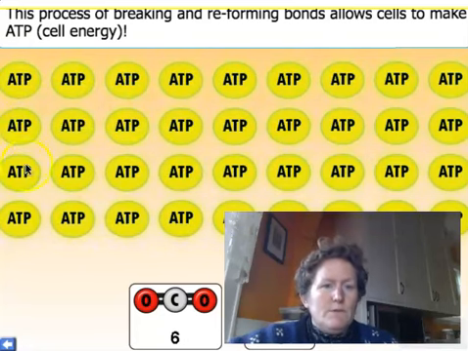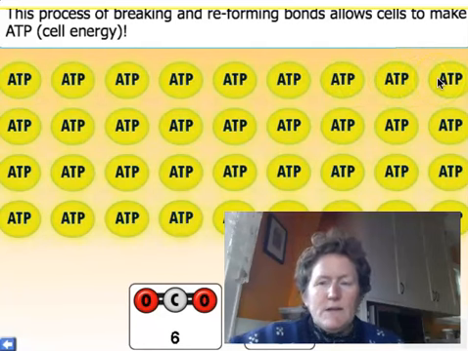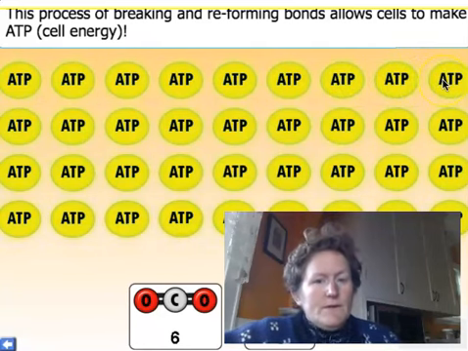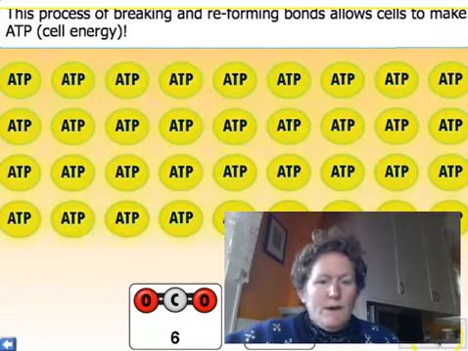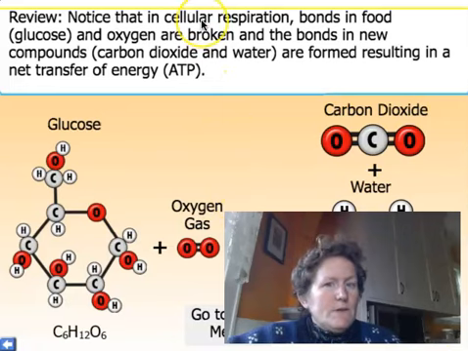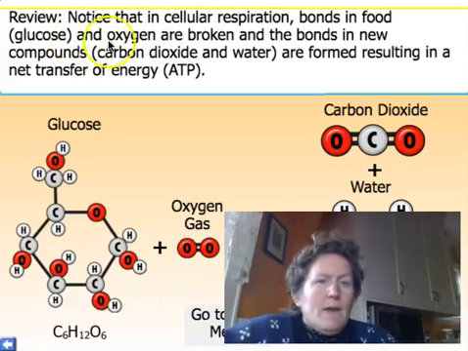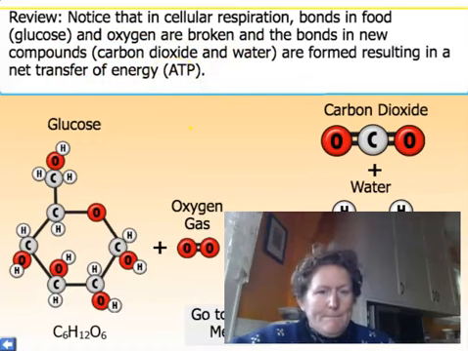Let's count here. 1, 2, 3, 4 rows times 1, 2, 3, 4, 5, 6, 7, 8, 9. What's 9 times 4? 36. 36 ATPs from this reaction. Glucose is a pretty powerful molecule at storing energy. So notice in cellular respiration, bonds in food, glucose, plants make their own food, remember, and oxygen are broken down and the bonds in new compounds, carbon dioxide and water, are formed, resulting in a net transfer of energy, ATP.